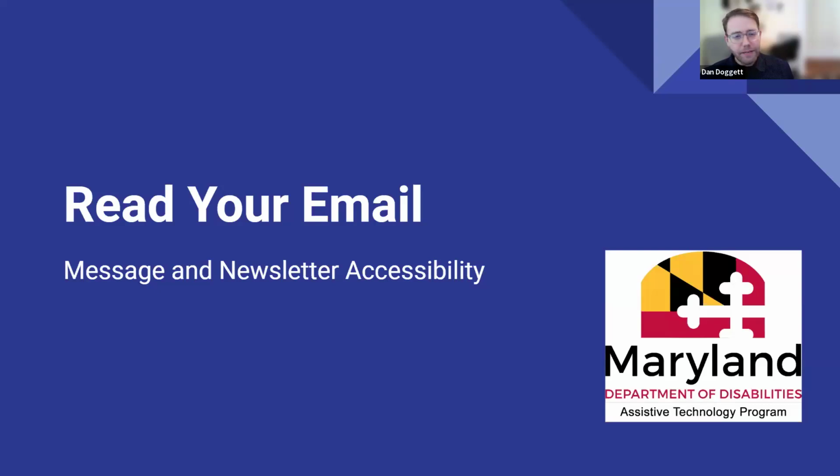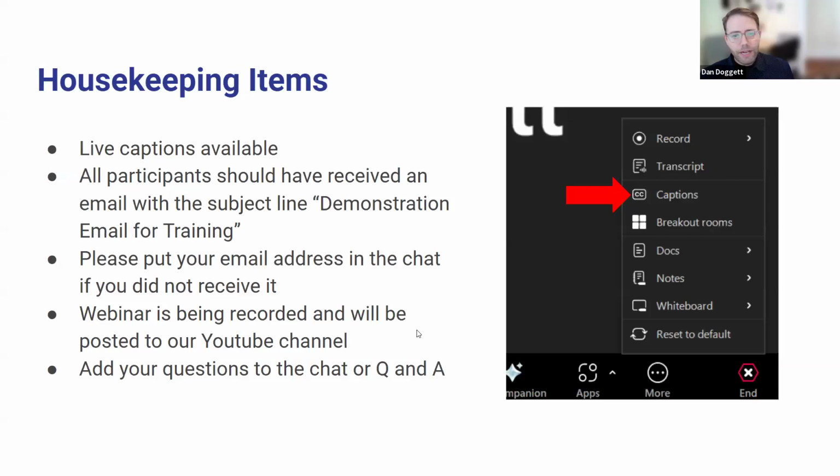My name is Dan Doggett, and I am an IT Accessibility Program Specialist with the Maryland Department of Disabilities Assistive Technology Program. And this is Read Your Email, Message, and Newsletter Accessibility. I see we've got about 14 people with us so far, so thank you all for joining us today. Let's go ahead and get started.